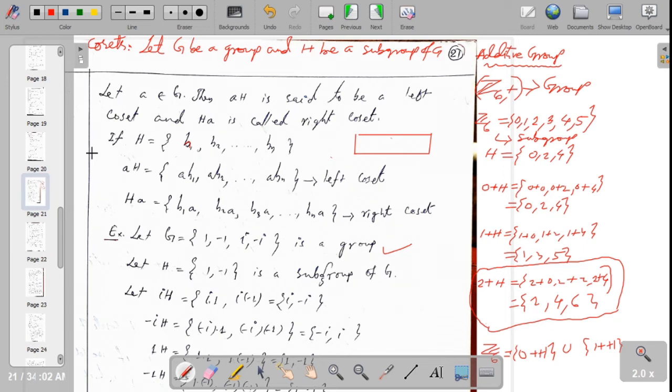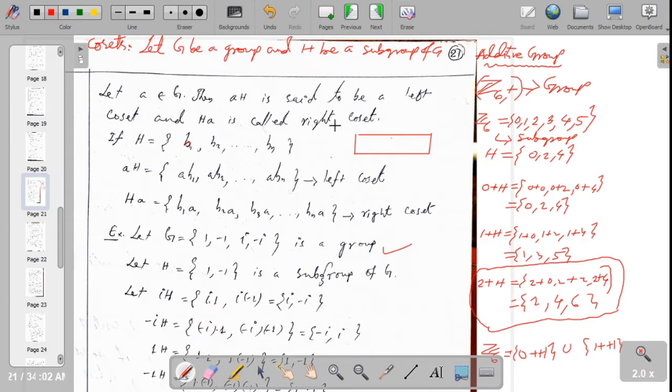We will now discuss the cosets of a group G. So what are the cosets of a group G? The cosets are nothing but subsets of a group G such that these subsets partition the group G into equal sections of disjoint sets. So what I mean by this?